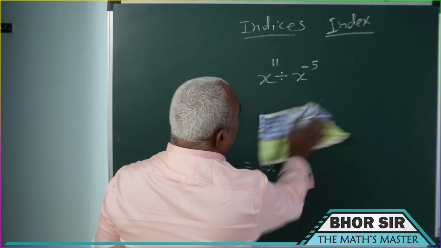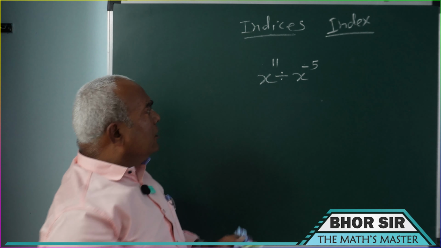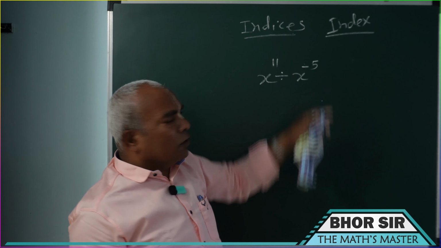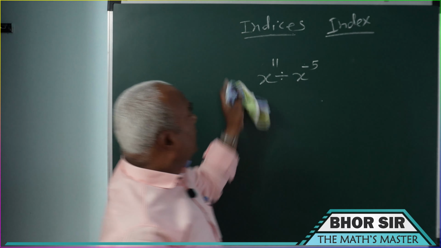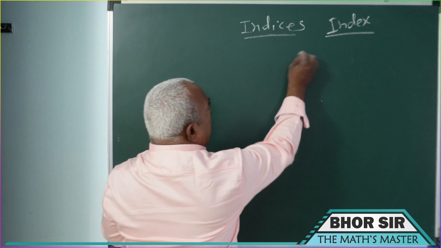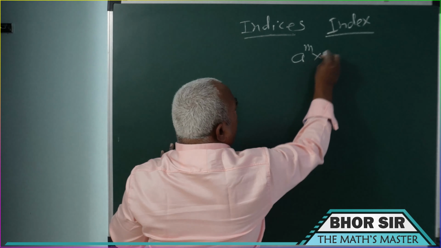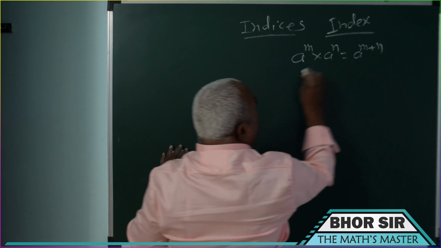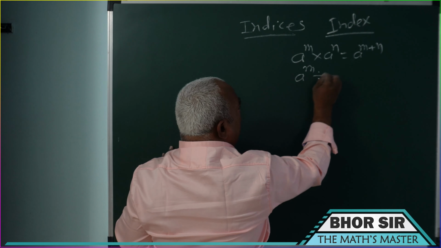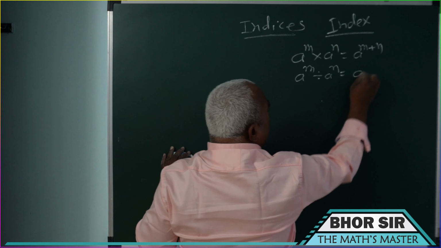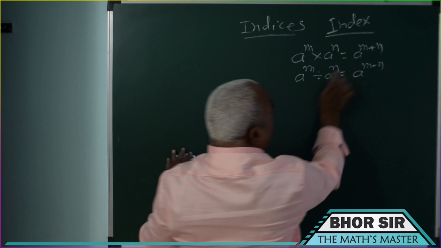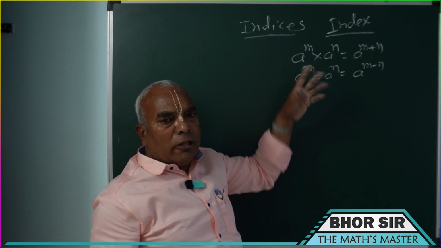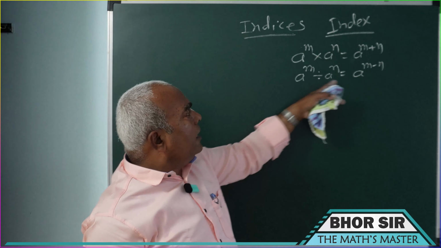Therefore remember this carefully: if there is multiplication, then do addition, and if there is division, do subtraction of the indices. In short, we can write a raised to m into a raised to n is equal to a raised to m plus n, and a raised to m divided by a raised to n becomes a raised to m minus n. Sometimes this n may already be minus, this m may also already be minus. Then you should add by the sign rule.